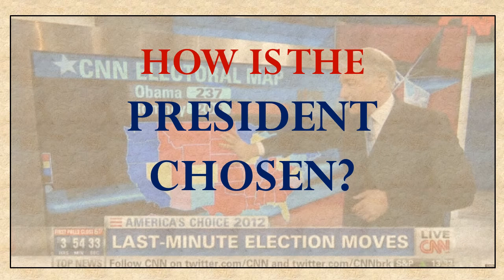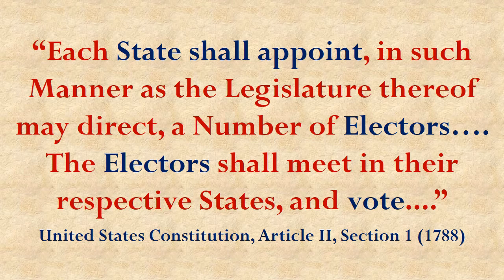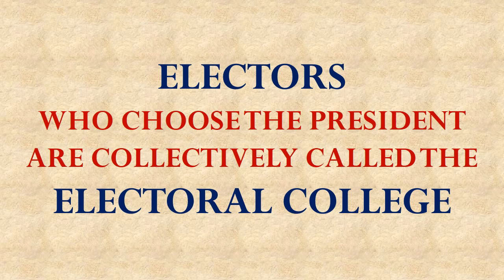Now that we've figured out who is eligible to be president, the next thing to discuss is how that person is actually chosen to be president. The United States Constitution in Article 2 lays out a very complicated process for choosing our president. It says that the states of the United States will appoint people who are called electors, and those electors will then vote for President of the United States. So it's electors who choose our president for us.